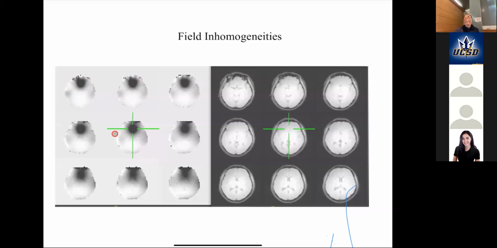So why do you think we're getting this field inhomogeneity at the front of the head? Any ideas? Is this normal, abnormal? If you saw this, would you be worried about your patient? Does this person need surgery? So what's going on? Does anybody have an idea? Okay, let's see, there's something online.